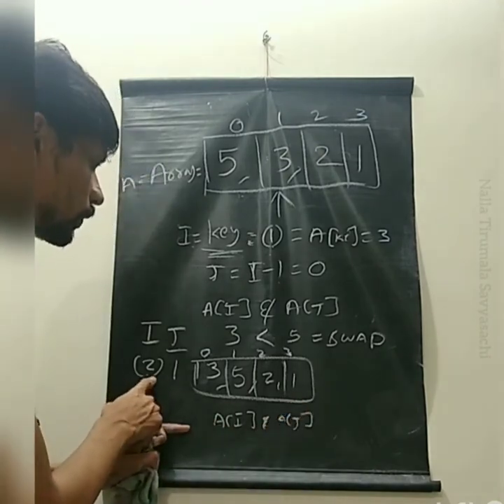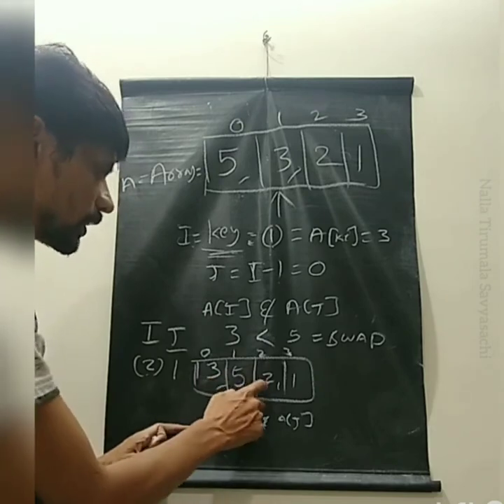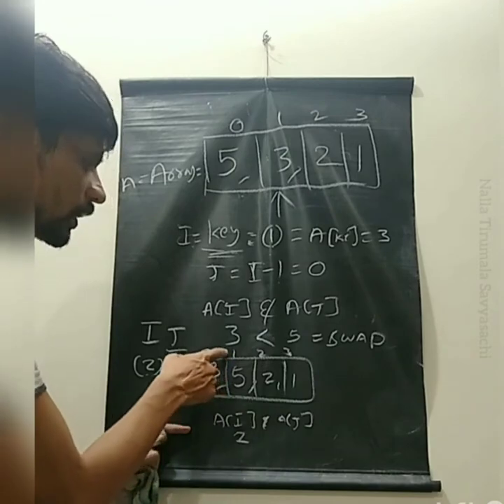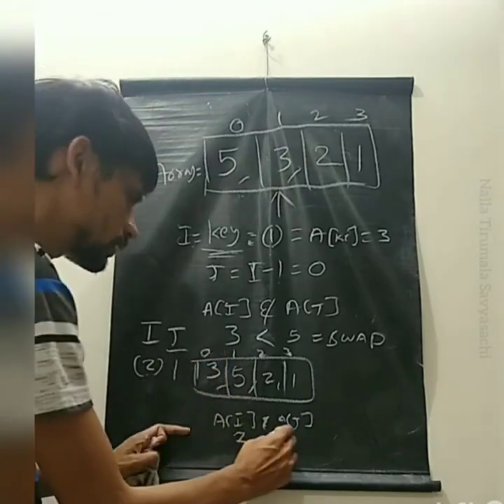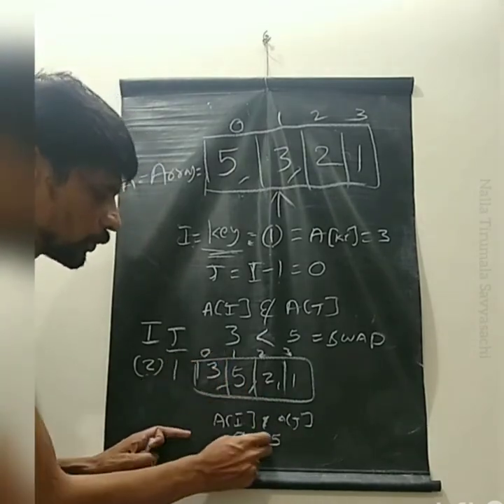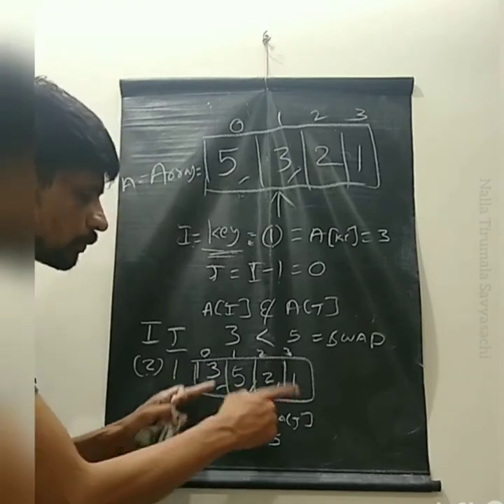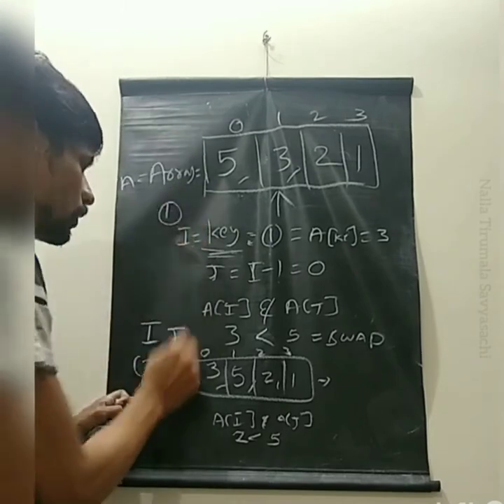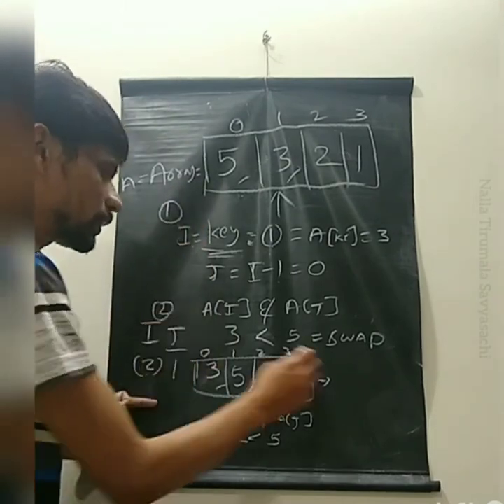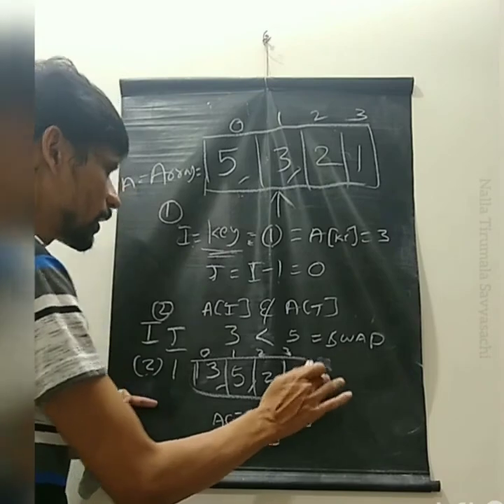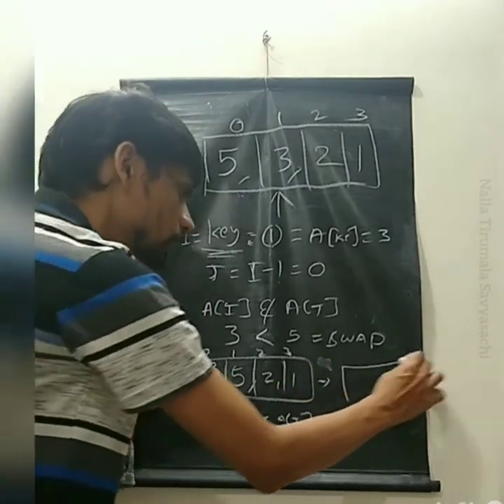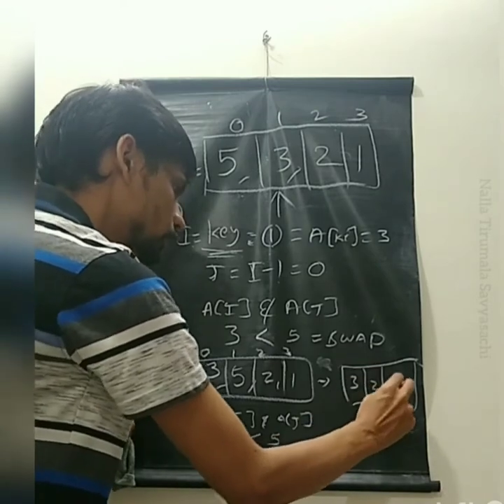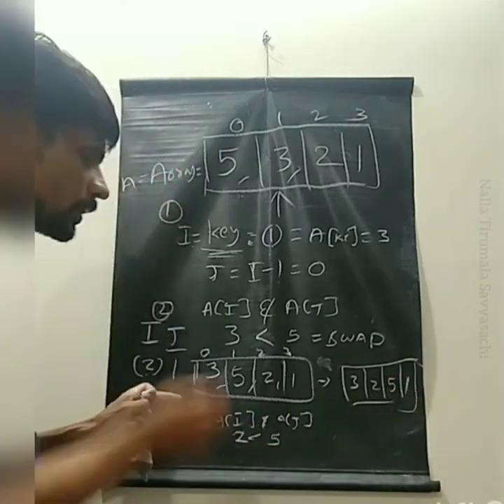What is my A of I? A of I is 2. And what is my A of J? A of 1 is 5. So again, 2 is lesser than 5, so again we will do the swap. This was the first comparison, this is the second comparison. What will the output be now? 3, 2, 5, 1, right?